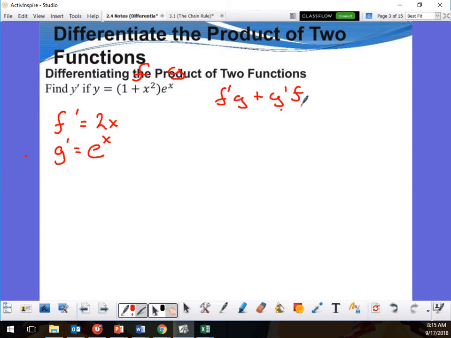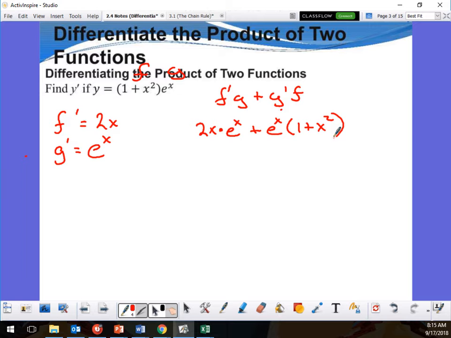So f prime would be 2x, times g, which is e to the x, plus g prime, which is e to the x, times f, which is 1 plus x squared, like that.